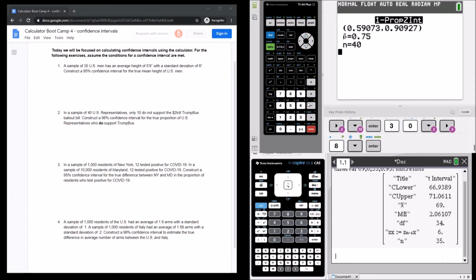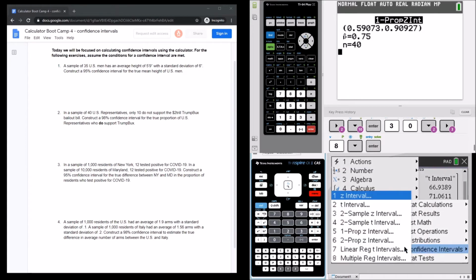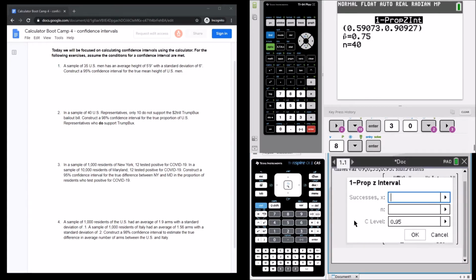Well, let's check this out on the TI-nspire, just to double check. And again, we're going to go to Menu, we're going to go to Statistics, Confidence Intervals, and a 1 prop Z interval. Again, we have 30 successes, we have 40 total in the sample, and our confidence level is 98.